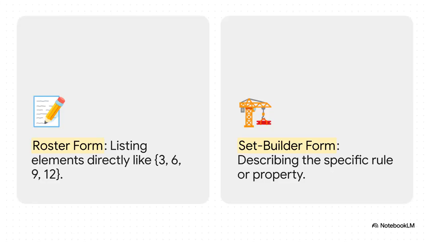When we're writing in this new language, we essentially use two distinct dialects. First up is the roster form. It's incredibly straightforward. You literally just list out the guests inside curly brackets, separated by commas. It's your physical guest list. The second dialect is the set builder form. This one doesn't list the guests at all. Instead, it dictates the exact entry requirements. You're basically saying X such that X meets this one specific condition.